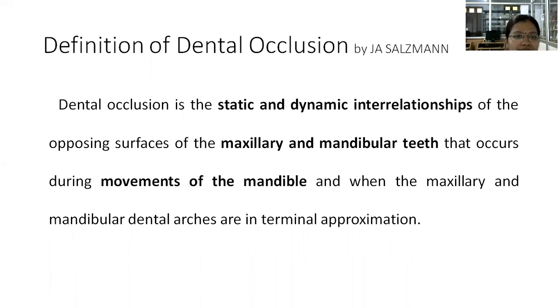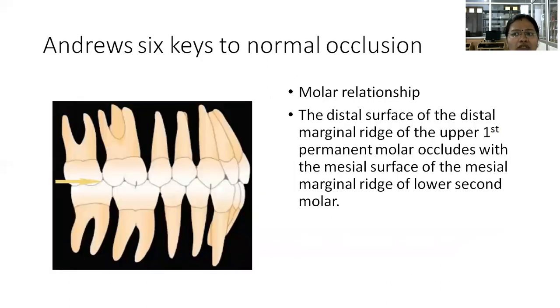Dental occlusion is the static and dynamic interrelationship of both the maxillary and mandibular teeth that occurs during the mandibular movement. That is basically what an occlusion means. So I have revised this with Andrews' six keys to normal occlusion and how a normal occlusion should be.